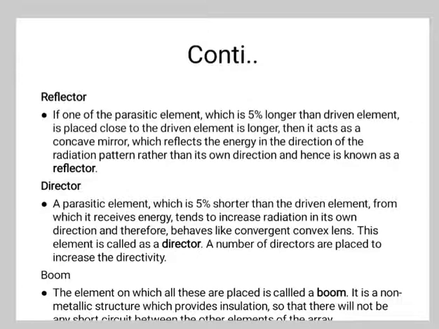Next is the boom. The element on which all these are placed is called a boom. It is a non-metallic structure which provides insulation so that there will not be any short circuit between the other elements of the array. These are all the main elements which contribute to the radiation, and it can be better understood with a diagram.